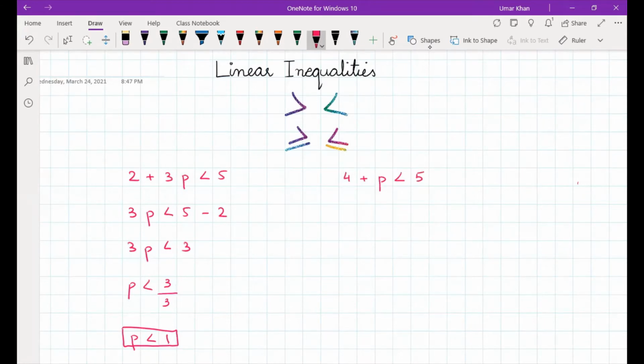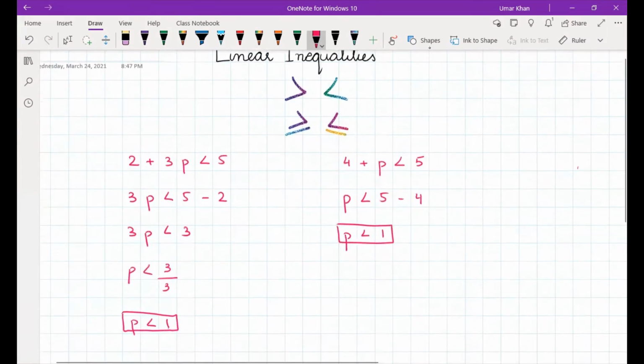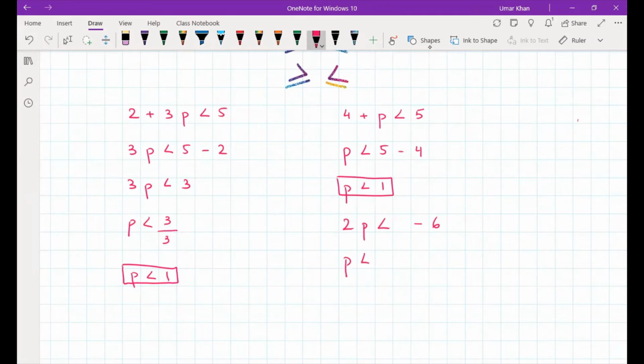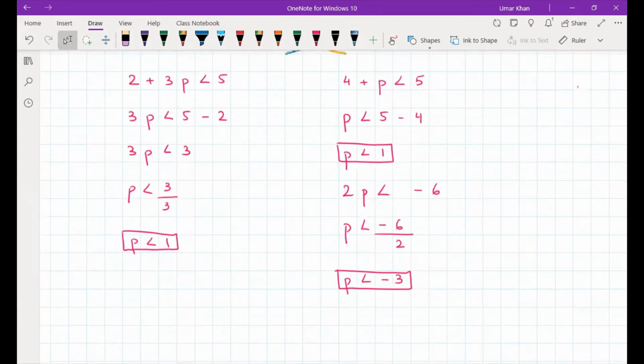In the same way, we will be dealing with it. So p is less than 5 minus 4. So p is less than 1. So simple. We didn't have to do anything at all in this. How about this one? 2p is less than minus 6. So p is less than minus 6 divided by 2. So p is less than minus 3. Even then, the sign did not change. Okay, you can see that I did not change the sign in any of these.